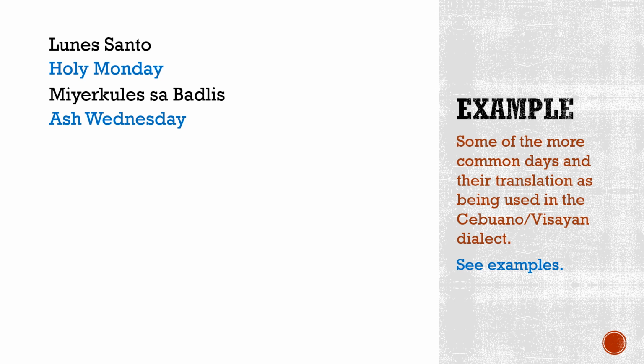Now, ash, if you do the literal translation of ash, that's abo. But we don't say miércoles sa abo. Instead, we focus more on the act of etching the sign of the cross on everyone's forehead. And I'm referring to the Catholics. So, Miércoles Sabadlis, that is Ash Wednesday.